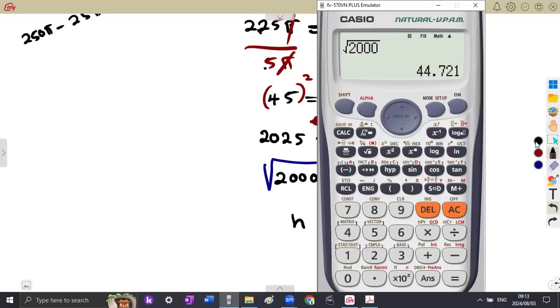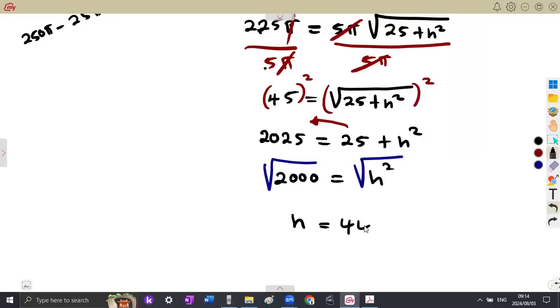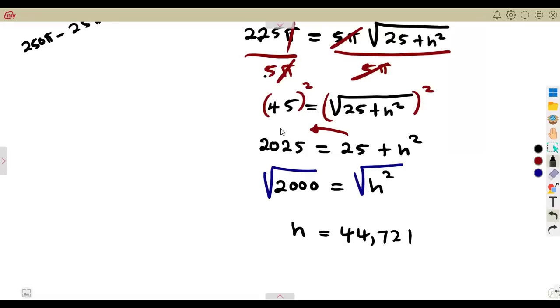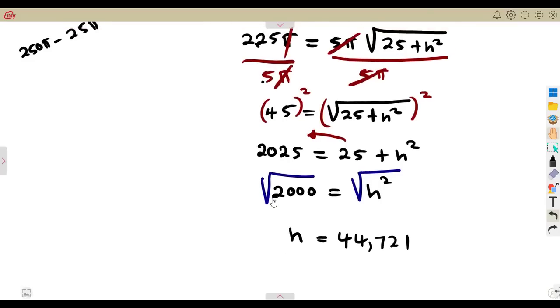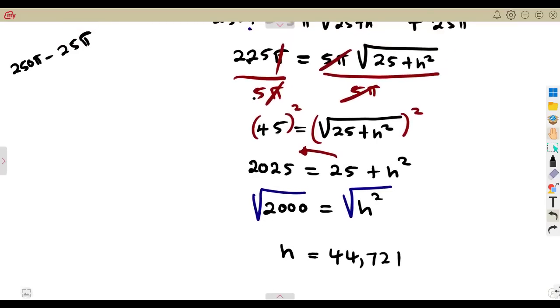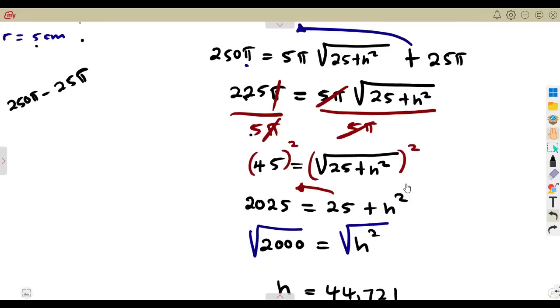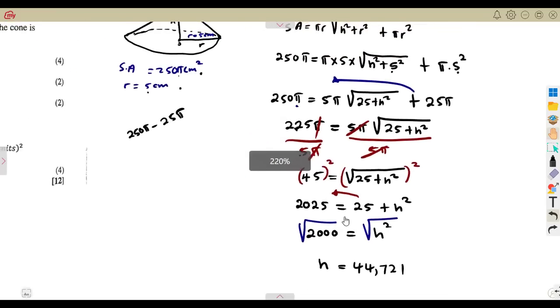Which will be 44.721. So that is the value of h that we are going to have at the end by solving this equation that we are given there. So we need to be very, very careful in our simplifications. All right, having the height, let us consider the other question.